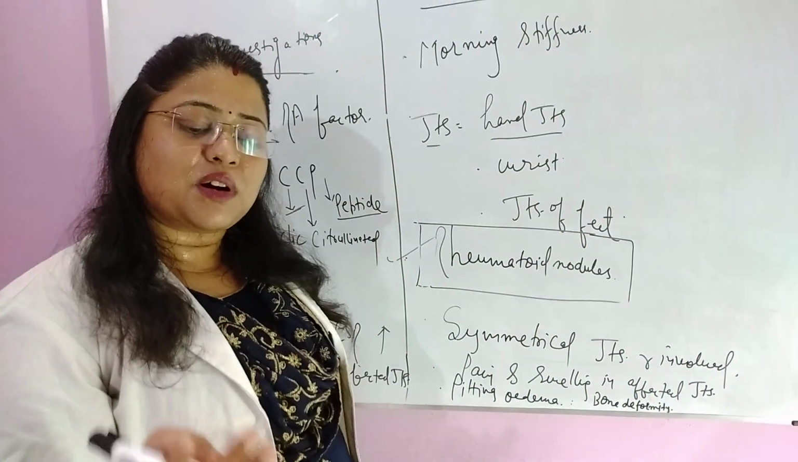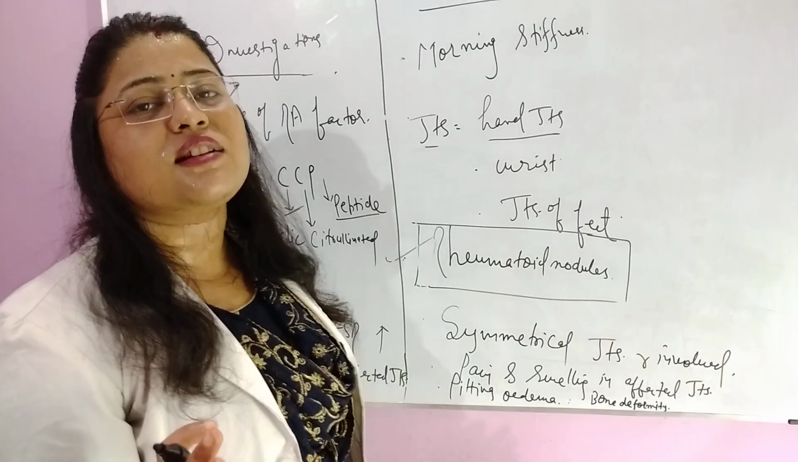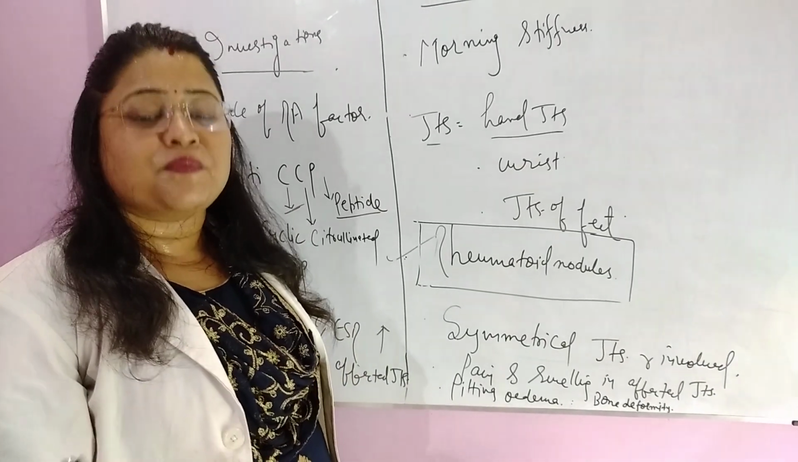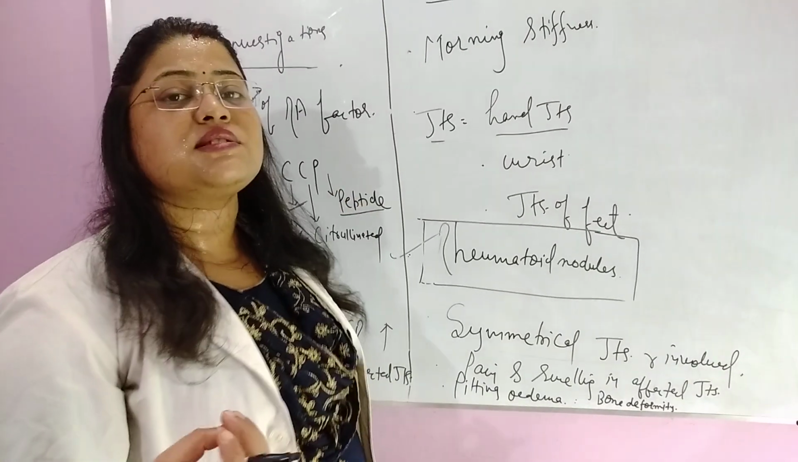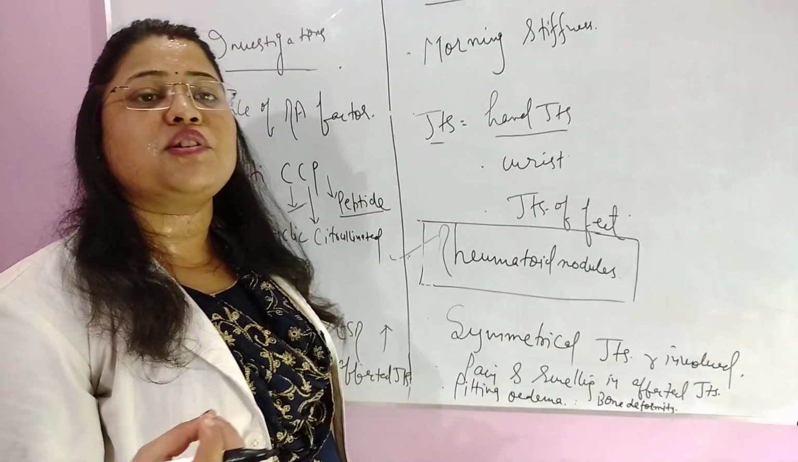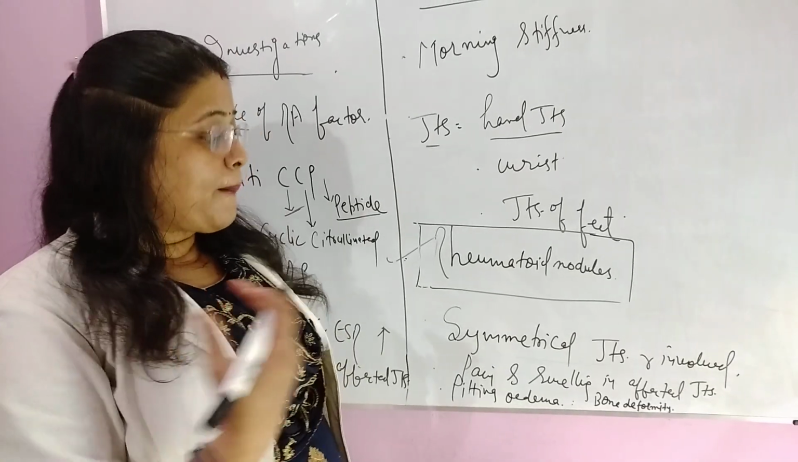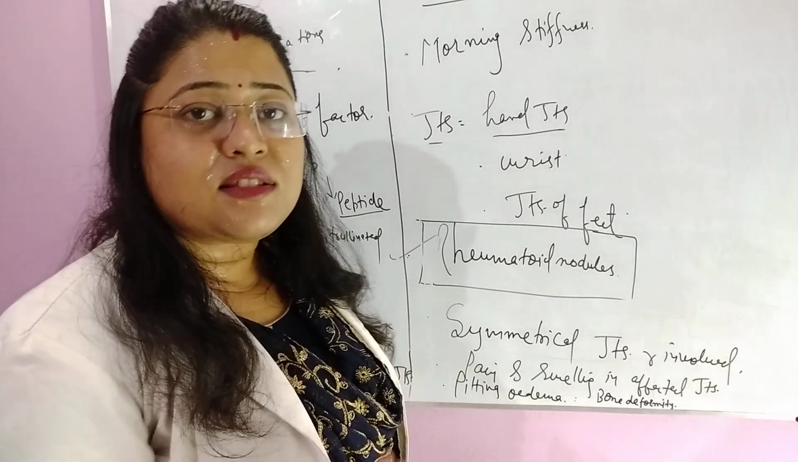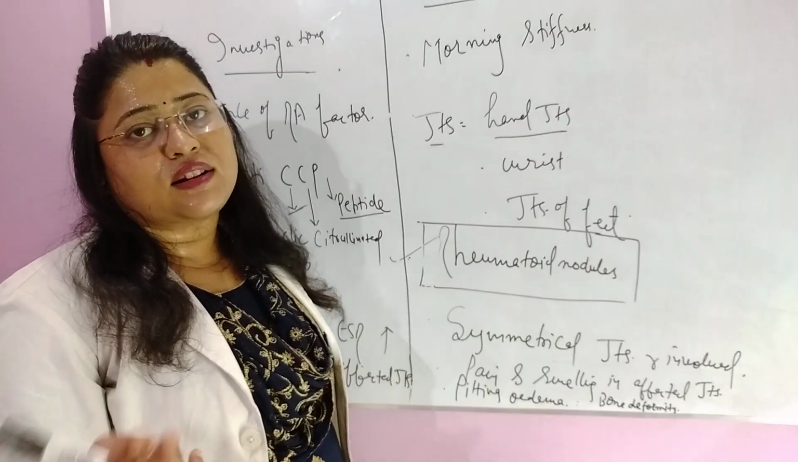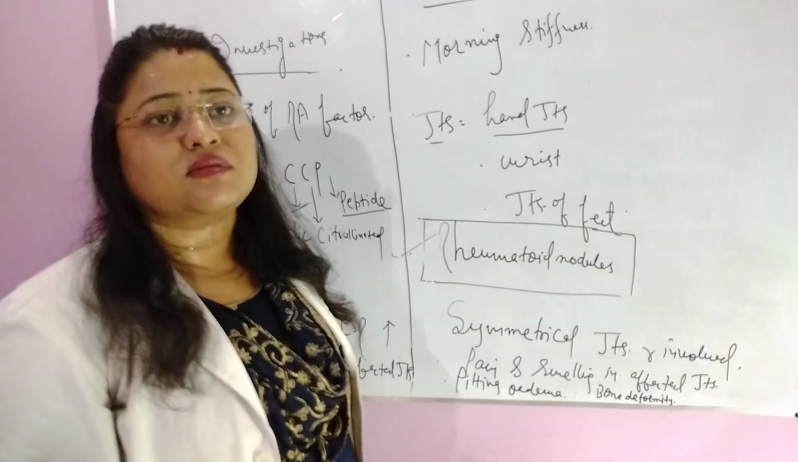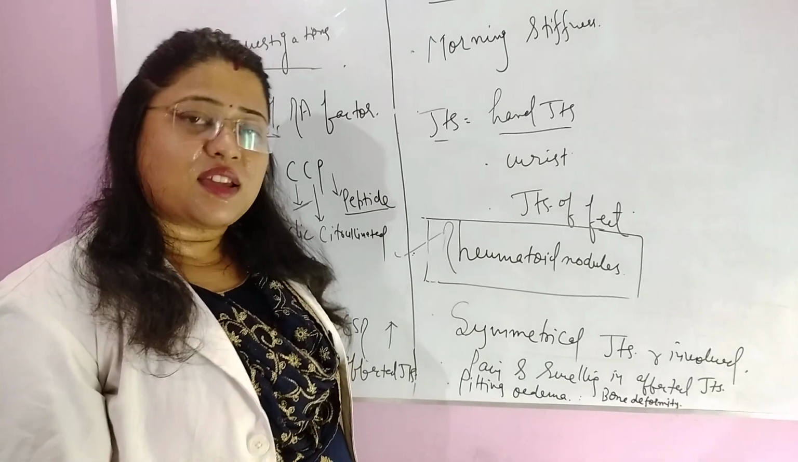So these are all about the definition of rheumatoid arthritis, clinical features, etiopathogenesis, investigations, and last, management of rheumatoid arthritis. So by acquiring this knowledge, you can differentiate gout and rheumatoid arthritis itself. So I will proceed in my next lecture.